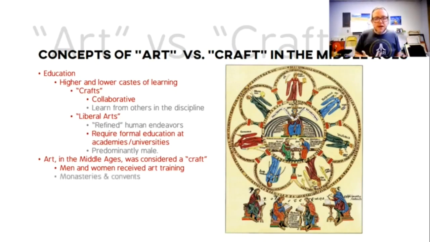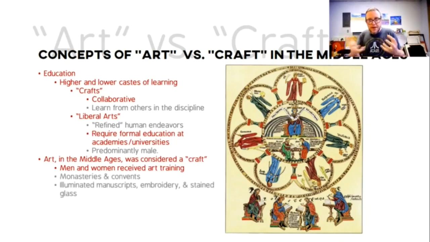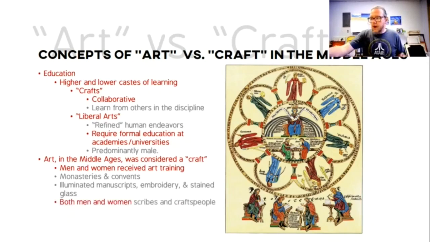They did so in monasteries and convents, and they would be working on illuminated manuscripts, they'd be working in embroidery, stained glass, all those kinds of things. And it was a collaborative effort, so men and women would often be working side by side on these things. I already mentioned this to a certain extent in the lectures last week, but both men and women scribes were working on these illuminated manuscripts that we see from the Middle Ages, but there were also men and women craftspeople. Sculptors could be both men and women.